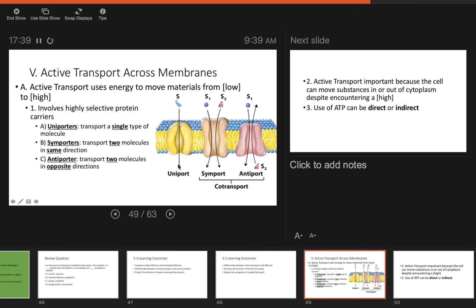We have uniport, which means it will move one type of molecule across the membrane. We have symports, which means that we will move 2 molecules in the same direction. So you can see S1 and S2 are moving inside the cell, or maybe they're going to leave the cell, but they're moving in the same direction. And then we have an antiport protein carrier that carries 2 molecules, but in opposite directions. So one will enter the cell and one will leave the cell.